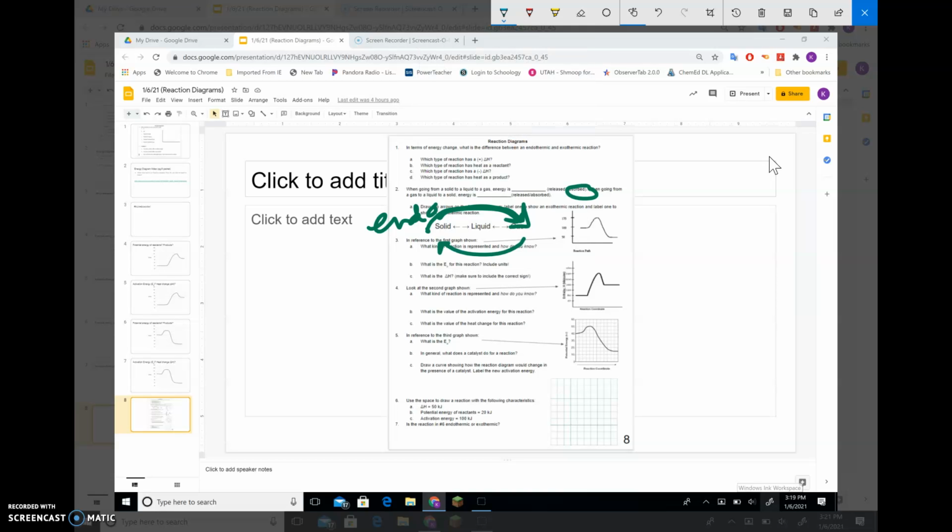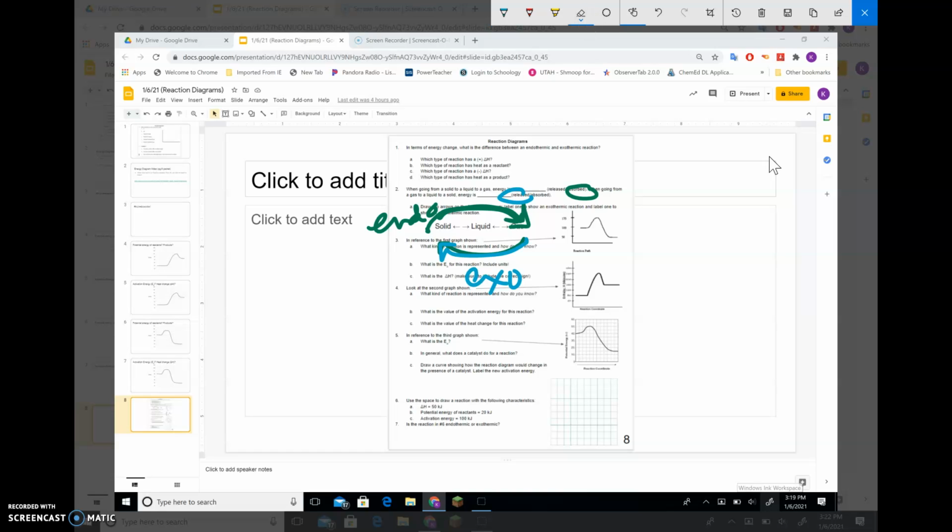The second part of the question says, when going from a gas to a liquid, so that's this direction, energy is blank. To go from a gas, less organized, to a more organized state, you have to have heat released. So that answer is released, and this is showing an exothermic reaction.